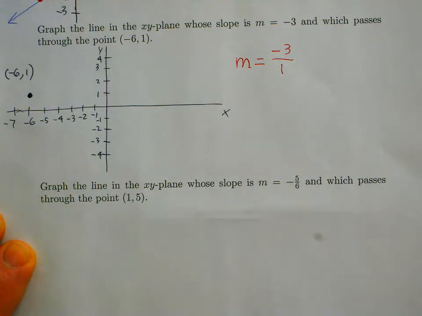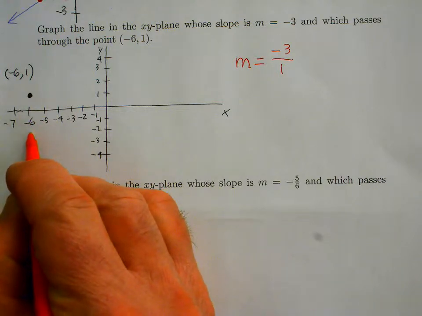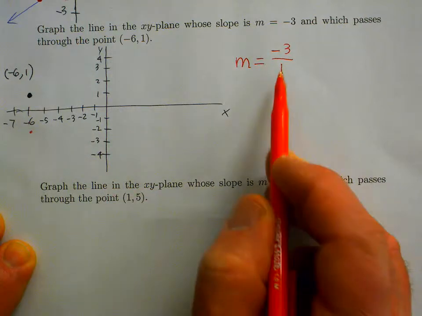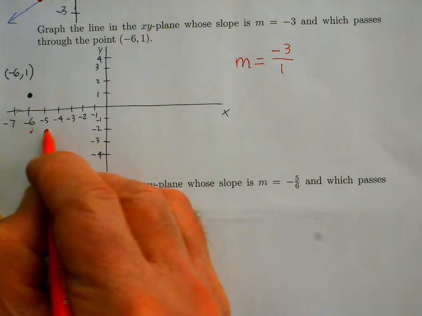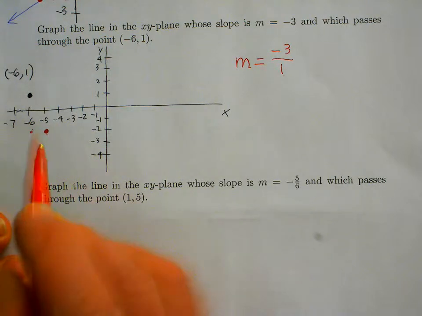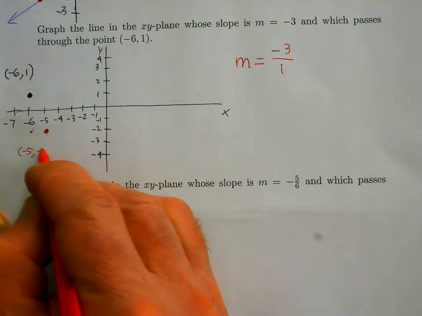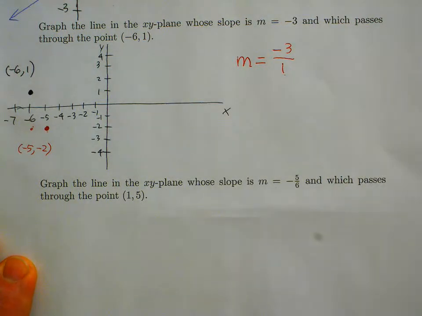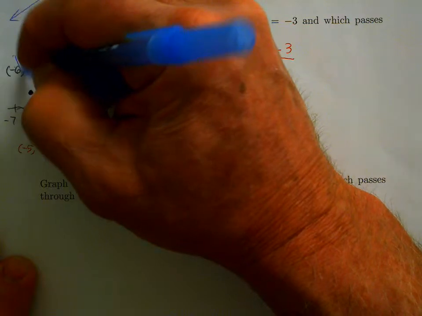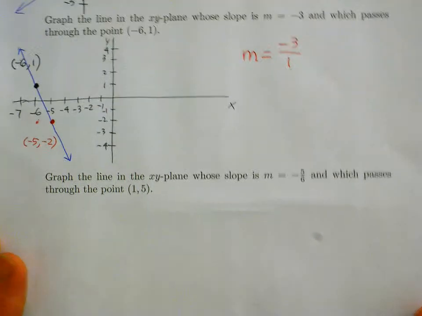So we're going to move vertically down 1, 2, 3. And then the run is +1. We move to the right 1. The x-coordinate of this point is -5. The y-coordinate is -2. So then we just draw a line through those 2 points. Okay, so that concludes that problem.